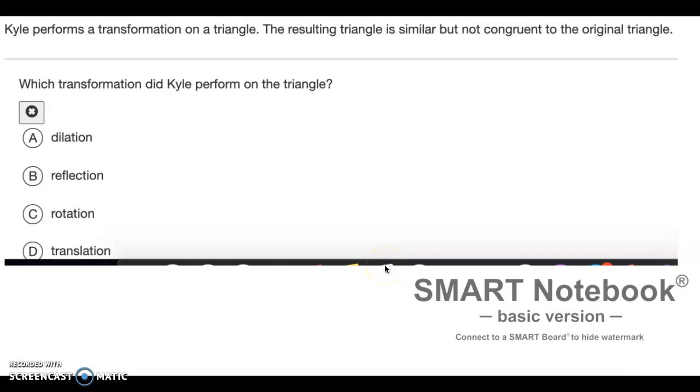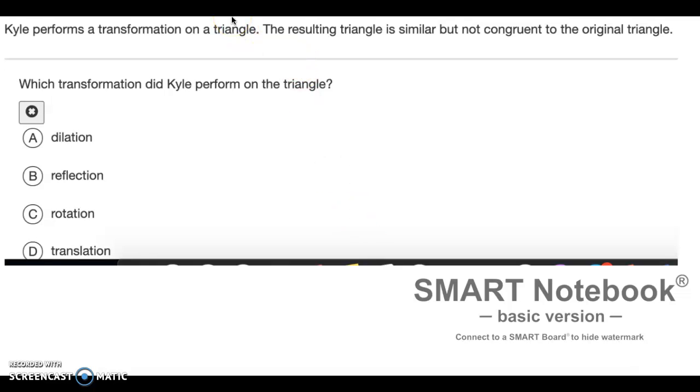Alright, in this video we're going to go over some problems that involve similar triangles. So the first question here says, Kyle performs a transformation on a triangle. The resulting triangle is similar but not congruent to the original triangle. Which transformation did Kyle perform on the triangle?